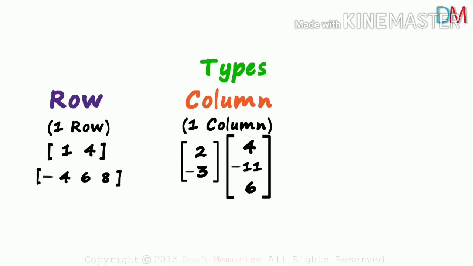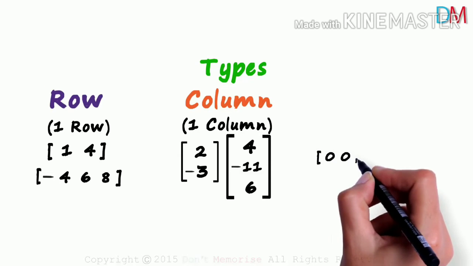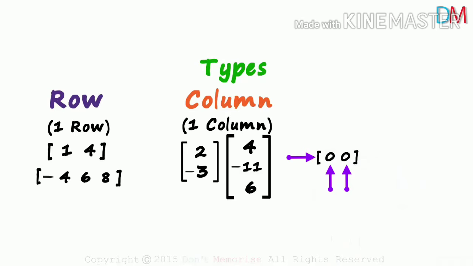And this is another example. 1 column and 3 rows. So a row matrix is a matrix which has just one row, and a column matrix is a matrix which has just one column. Now I will write down a few matrices, and I want you to guess what type of matrices they are. This is the first matrix. 1 row, 2 columns, and both elements are 0.